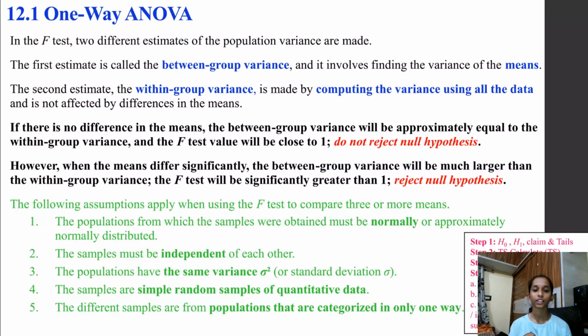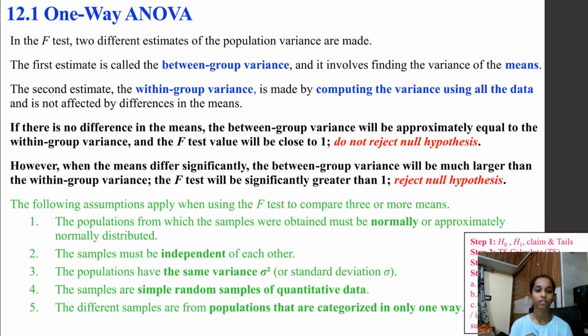If there is no difference in the means, the between group variance will be approximately equal to the within group variance, and the F test value will be close to 1, so we will not reject the null hypothesis. However, when the means differ significantly, the between group variance will be much larger than the within group variance, and the F test value will be significantly greater than 1. Now you should reject the null hypothesis.